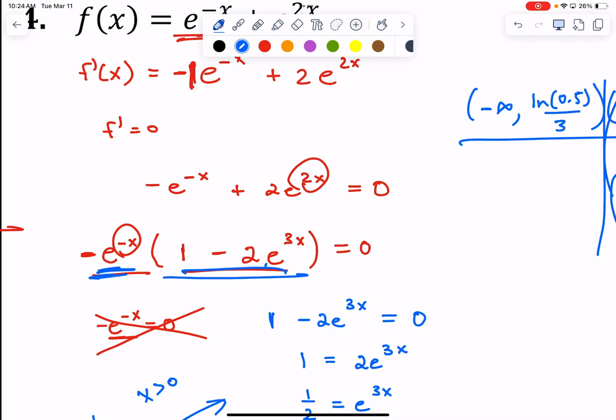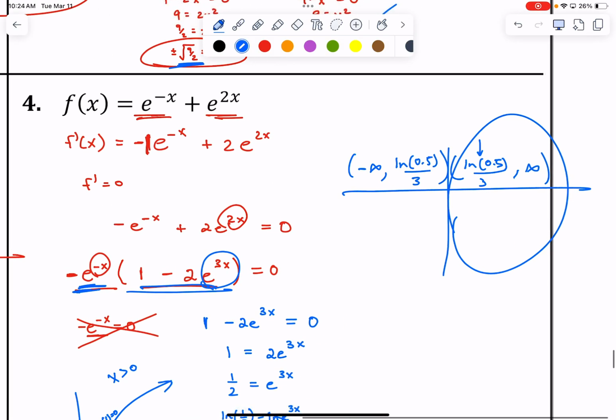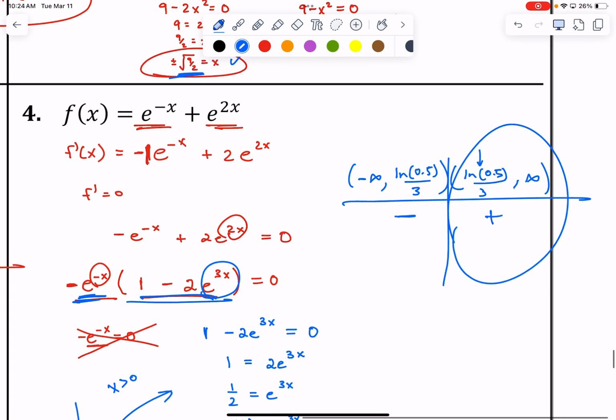Put 0 in here. That's anything to the 0 power is what? 1. 1 minus 2 is a what? Negative. What's a negative times a negative? There we go. Positive, negative. That's f prime. F would be decreasing. And now what? Increasing. Love it.